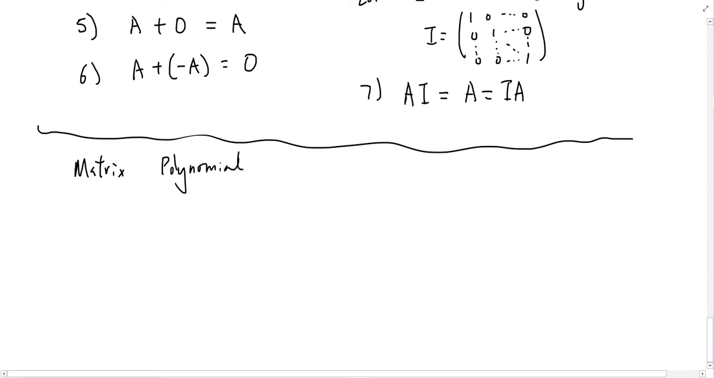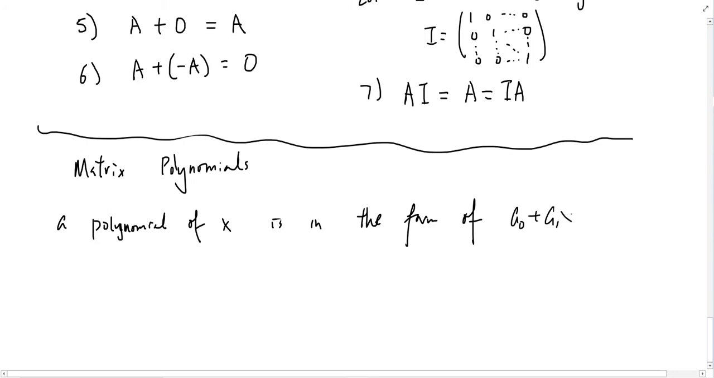As the name suggests, a matrix polynomial is basically in this form: a polynomial of a variable x is in the form of a sub 0 plus a1x plus a2x squared plus ... plus a sub n x to the n.